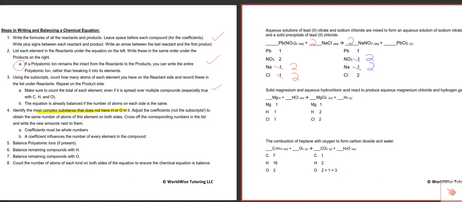So with step 4, after we identified the most complex substance that didn't have an H or an O, and we went ahead and crossed off all the corresponding numbers, we then went to the polyatomic. I didn't have to balance any H's or O's in this one because there weren't any listed individually, but I do want to point out that if there is an H or an O listed, you want to do the H second to last and the O last. Those two tend to present some problems, so saving it for last kind of fixes itself if you go in that order. Let's go ahead and take a look at the next example.